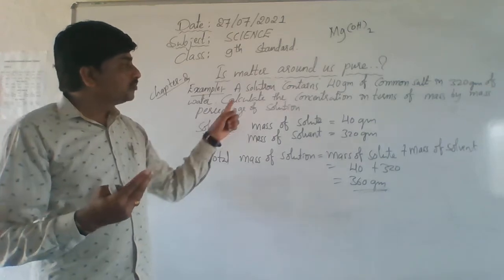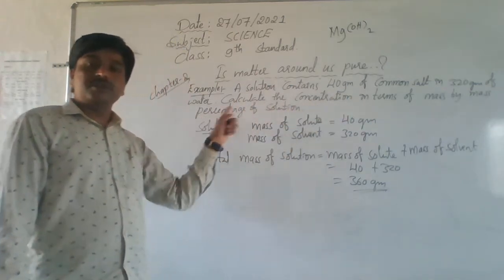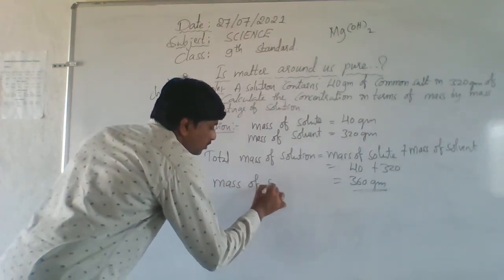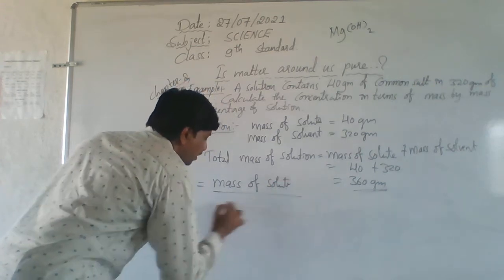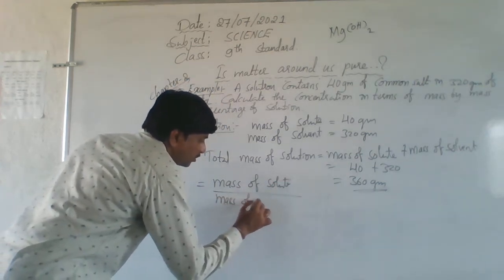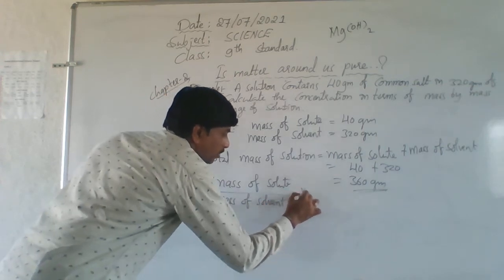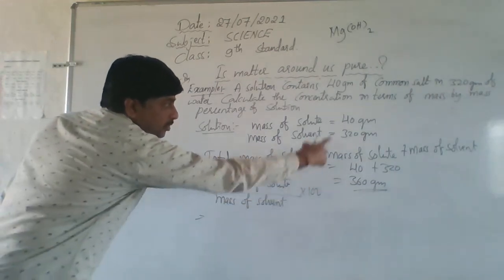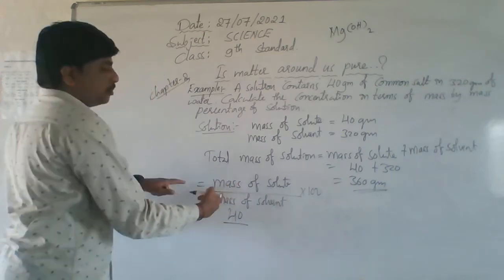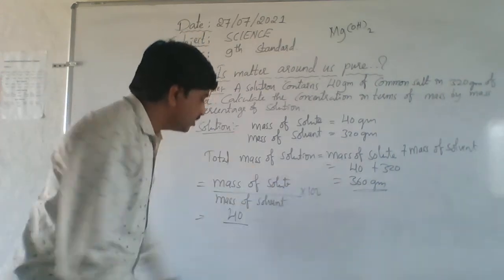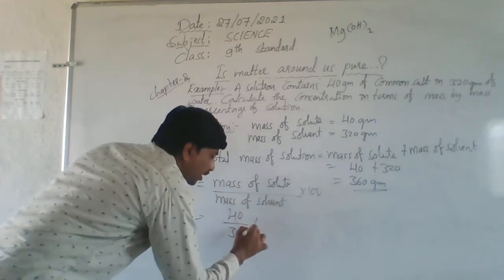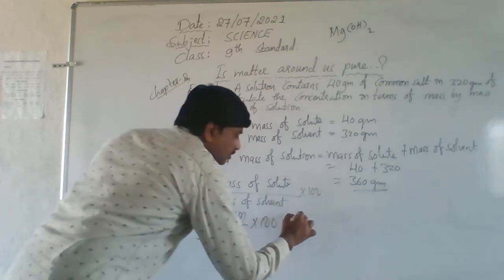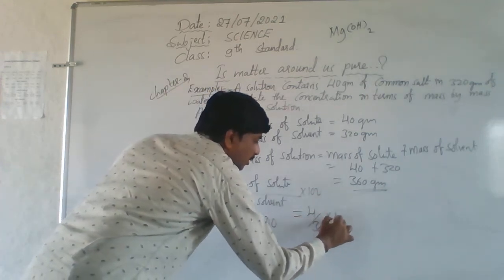Then you have to calculate the concentration of solution by mass percentage. The formula you already know: mass of solute divided by mass of solution into 100. This is the formula. The mass of solute is 40. Already we have calculated the mass of solution, 360, into 100. The zeros get cancelled, so this is equal to 4 by 36 into 100.